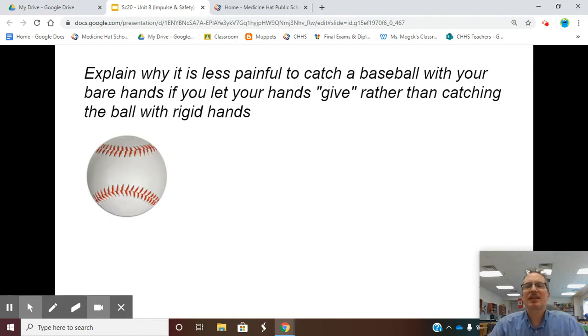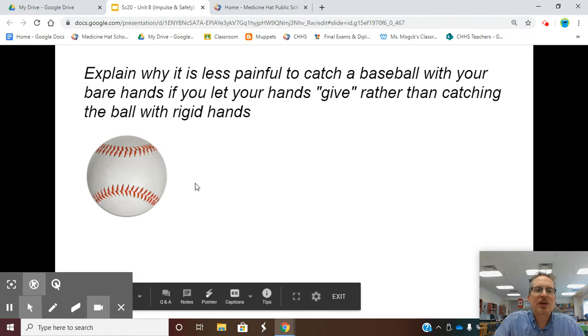Well, what I want us to think about first is why is it less painful for us to catch a baseball with your bare hands when you give while catching the ball, compared to just sticking your hands out and catching it with firm, rigid hands? What is it in this give that allows it to be less painful catching the ball?